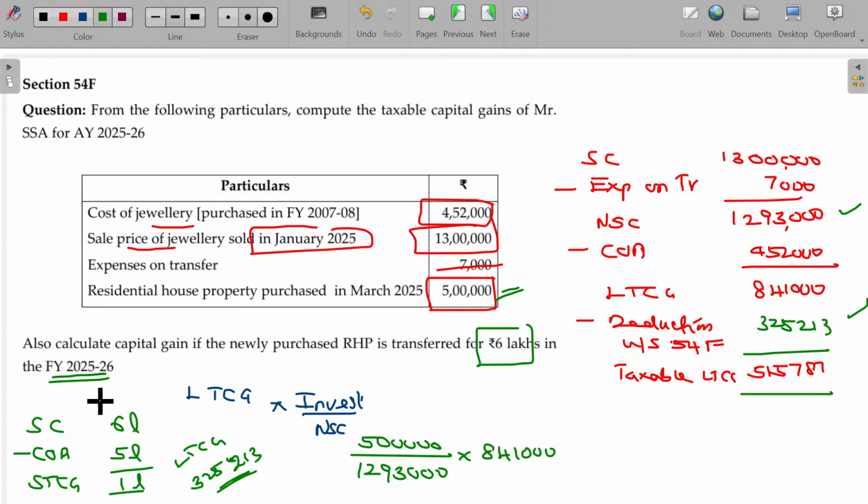Section 54F. In case of section 54F, we follow proportionate deductions. Shall I move on to the next one?